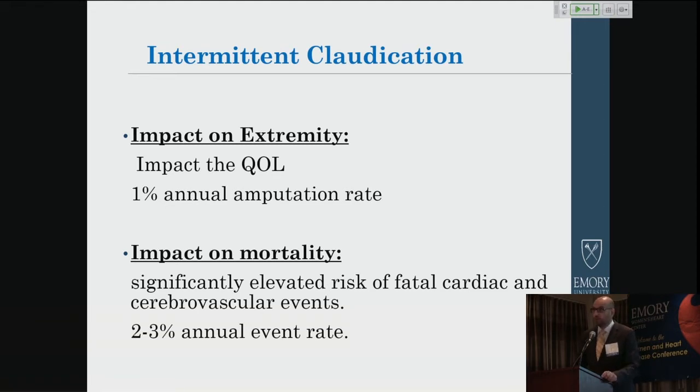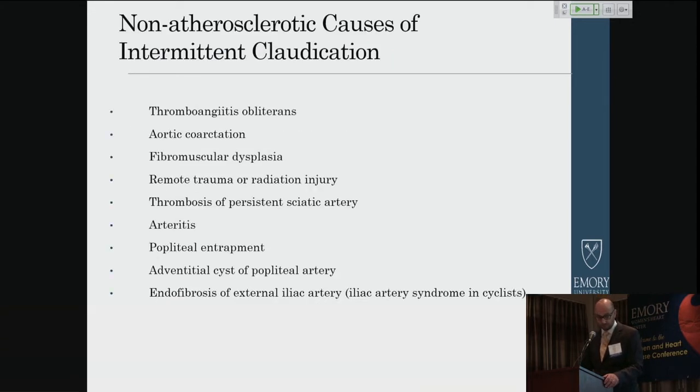However, the impact on life expectancy is also more significant in patients with claudication, just like it was in asymptomatic PAD patients, with a significantly elevated risk of cardiovascular and cerebrovascular events at a rate of somewhere between 2 to 3% per year. So again, the focus should be on medical management and improvement of the risk factors.